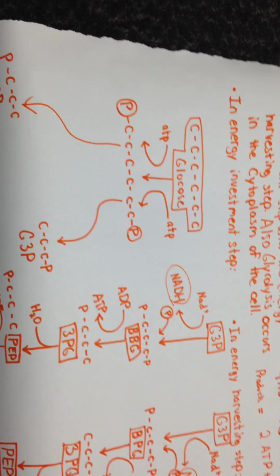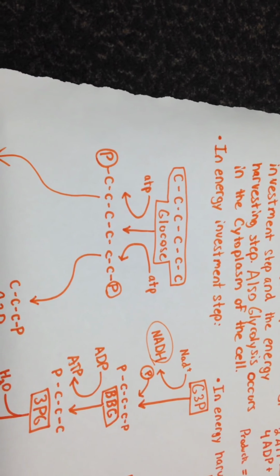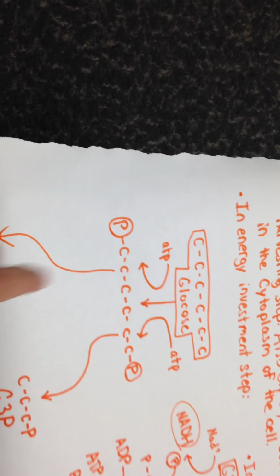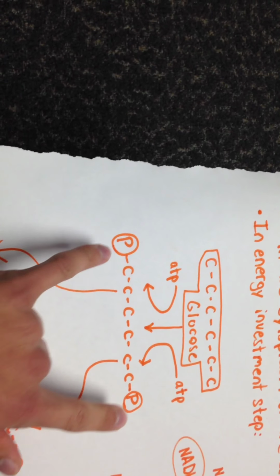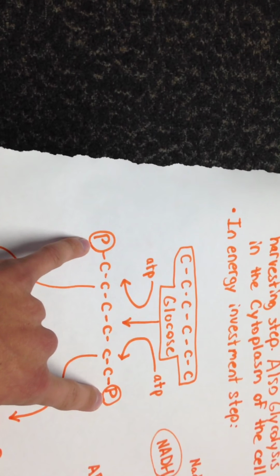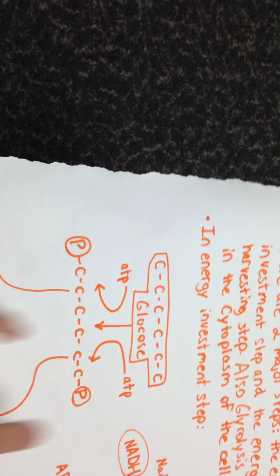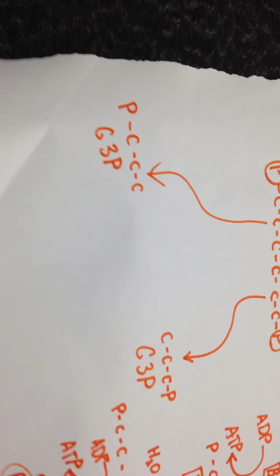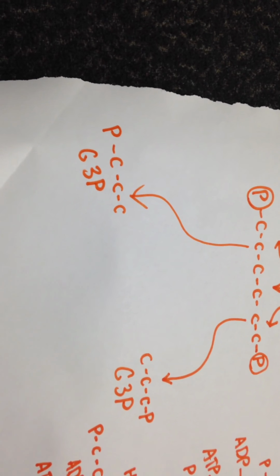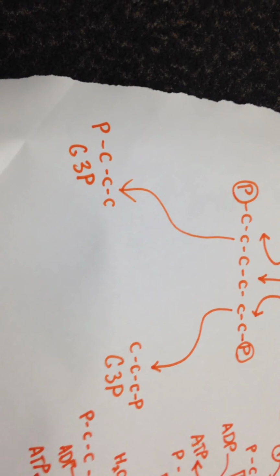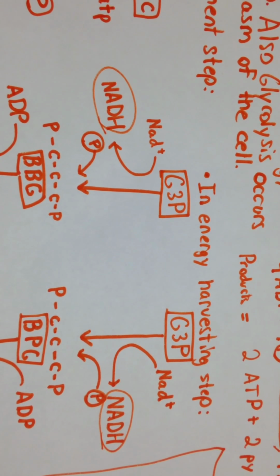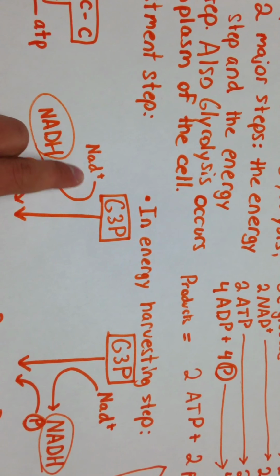In the energy investment step, glucose is broken down with ATP to make this chain right here. As you can see, there are phosphates on the chain from the ATP. Then it breaks down even further into G3P, which is basically the next step in the energy harvesting step.